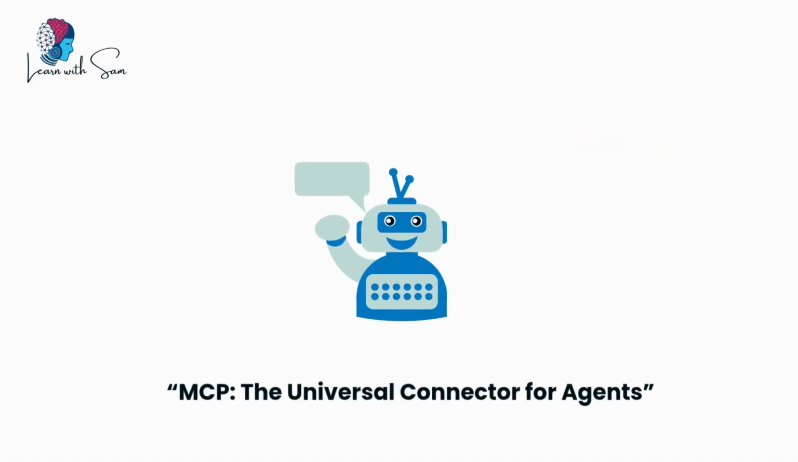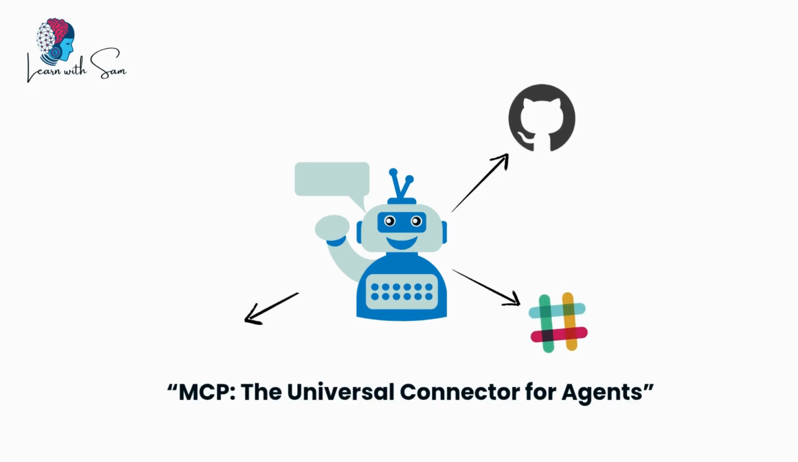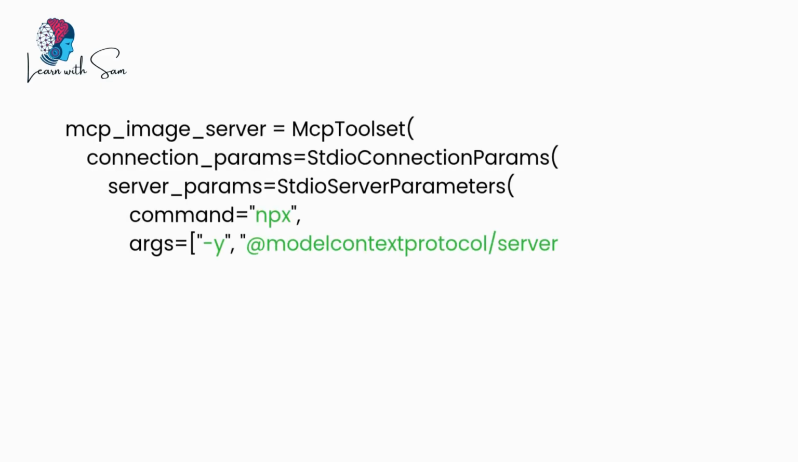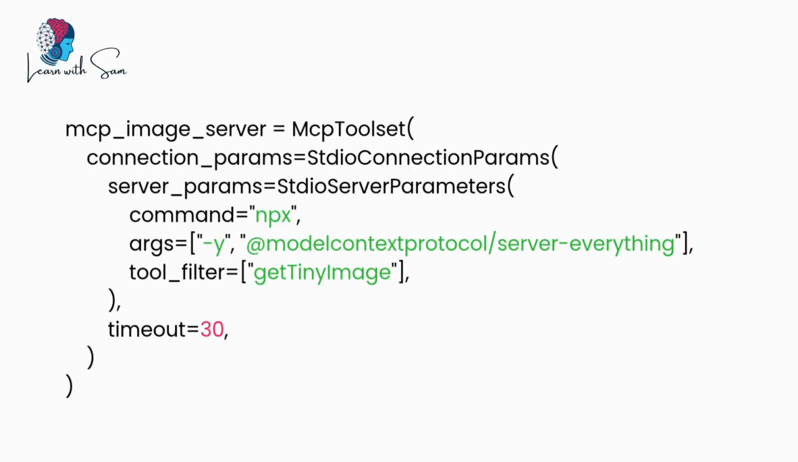Think of MCP as a universal connector. It lets your agent plug into community-built tools instantly without writing new APIs. So your agent becomes the MCP client and it talks to different MCP servers. One for GitHub, one for Slack, one for image generation, and so on. Here is the basic setup for connecting to a demo MCP server. This connects your agent to a test server that can generate a tiny sample image. Then just ask, generate a sample tiny image, and the agent will do it. That's the power of MCP. No need to build integrations manually.